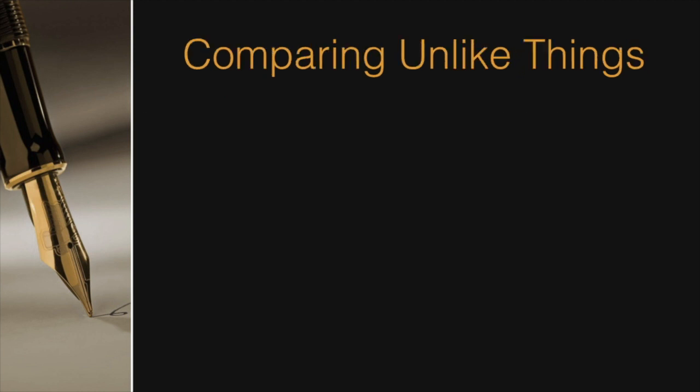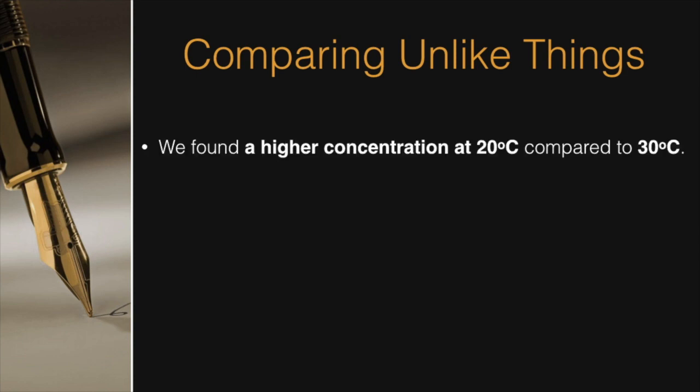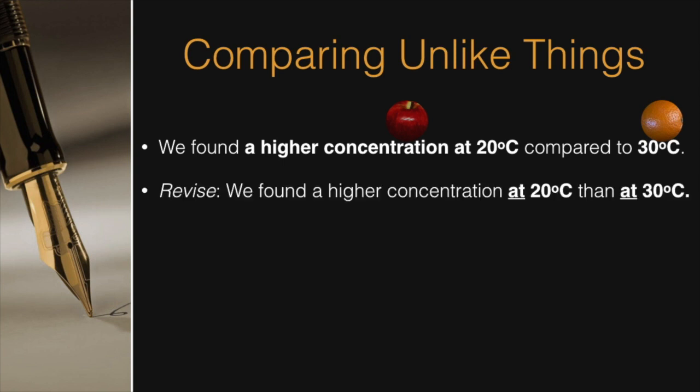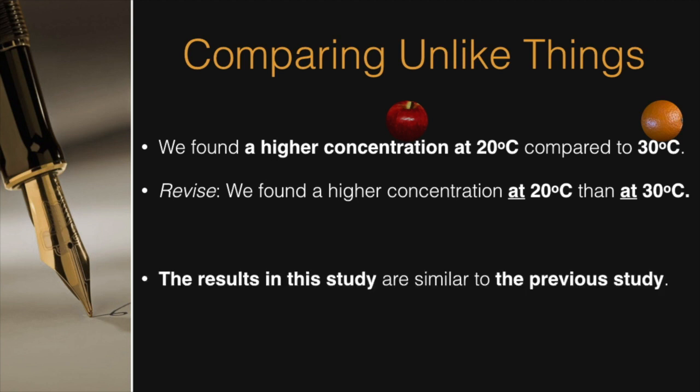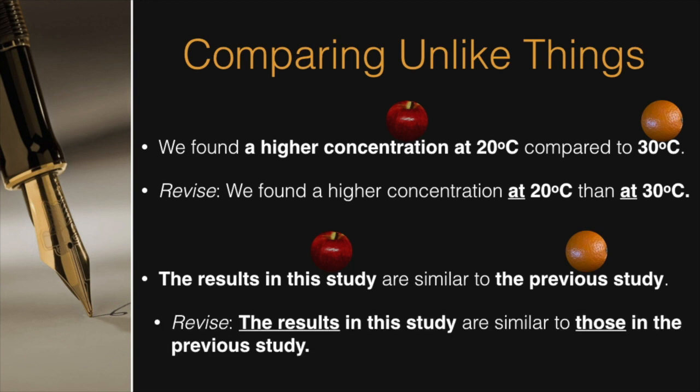Here are some more examples of comparing things which cannot be compared. We found a higher concentration at 20 degrees centigrade compared to 30 degrees centigrade. We can revise as: we found a higher concentration at 20 degrees centigrade than at 30 degrees centigrade. Note we repeated the preposition at, and now the comparison is valid. We can still make invalid comparisons even when we are not using compared to. For instance, the results in this study are similar to the previous study. Not a valid comparison. We revise as: the results in this study are similar to those in the previous study.